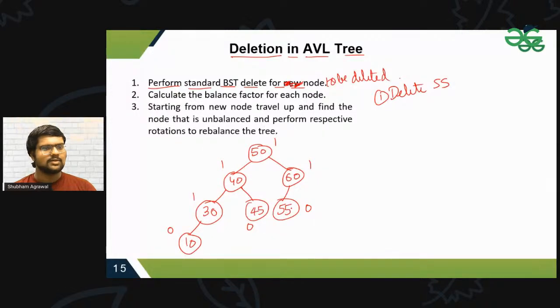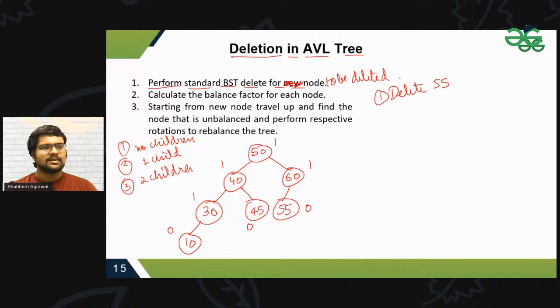So we know that we have 3 cases in case of BST delete. First, the node has no children. Then 1 child, and then 2 children.